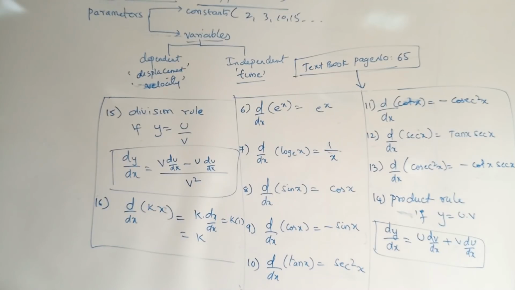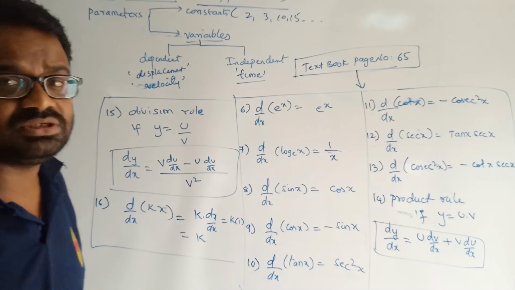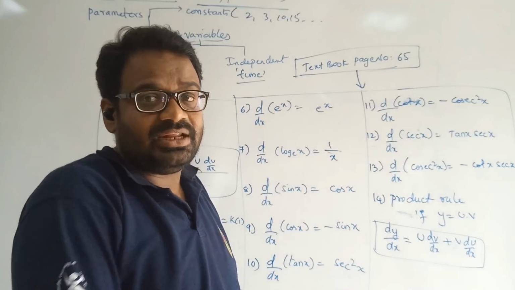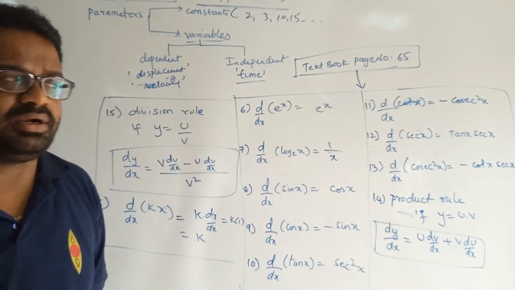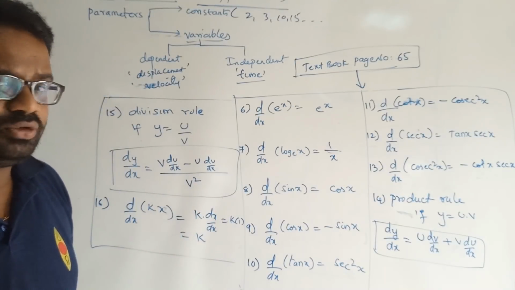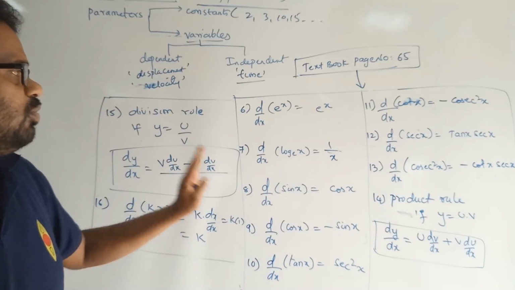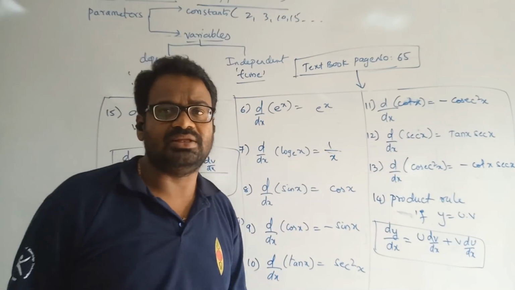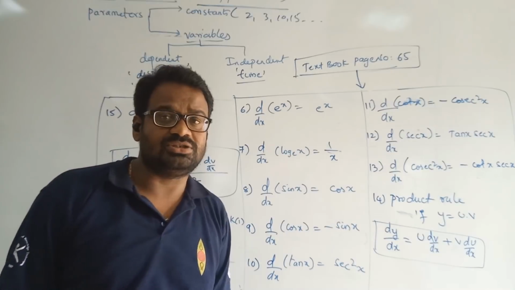Now, to check whether you have learned or not, I'm going to give you one or two examples, and let us check with one example how we use differentiation to find instantaneous velocity. You should be well versed with these formulas. Once the formulas are clear, you can apply these formulas of differentiation to find instantaneous velocity.